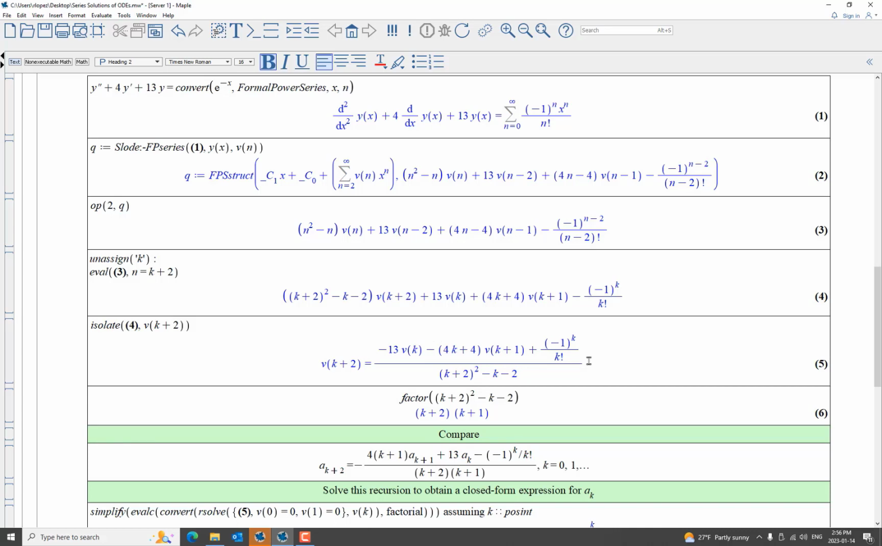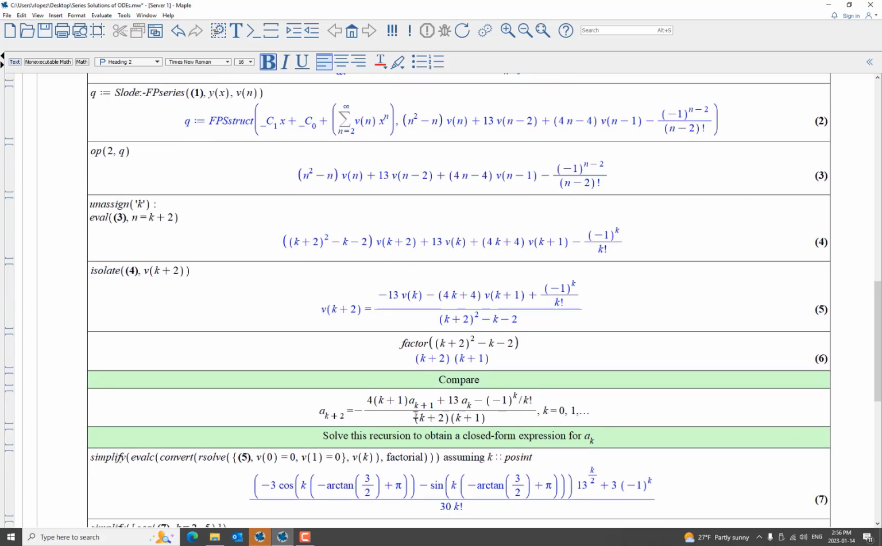This should be the same as our previous recursion. The denominator here can be factored, so let's do that factoring, and let's write this in terms of A, and it compares to what we obtained previously.